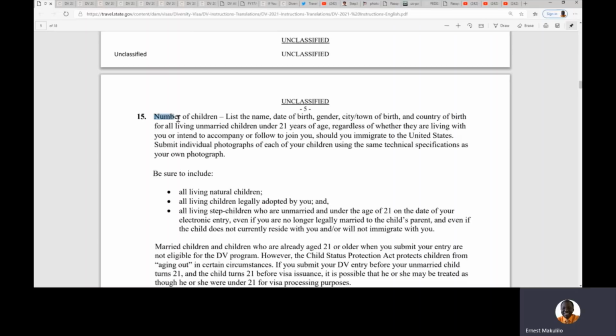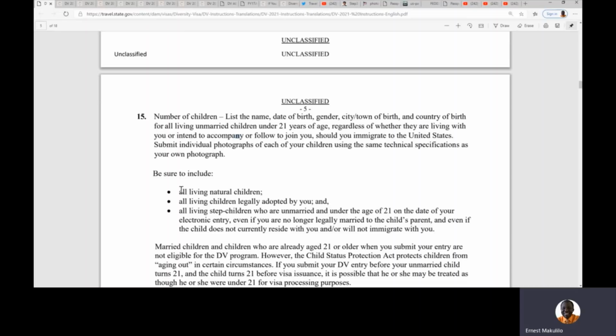Number of children. You must list all the names of all the children you have, date of birth, their gender, city of birth, and the country of birth. And these children must be under the age of 21 and unmarried. Whether they live with you or they are not living with you, or they plan to come with you or not, you have to include them, unless they are US citizens or they are green card holders.